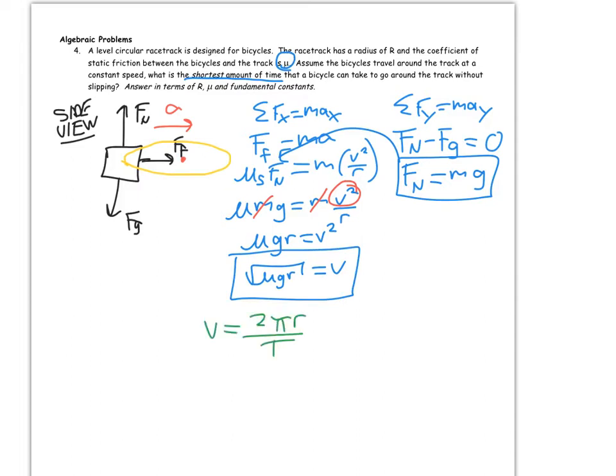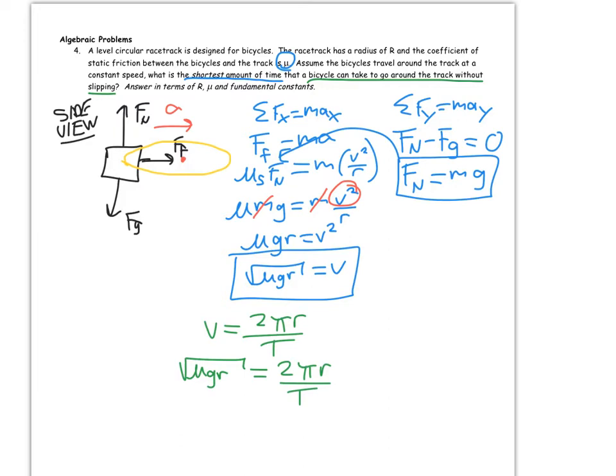Now that I've solved for that velocity, I can use it, and I know that when an object's traveling in a circle, its speed, or the magnitude of its velocity, is given by 2 pi r over t. So I can substitute in that velocity I just solved for, the square root of mu gr, for the velocity in this equation, and then I can go ahead and solve for t. So t is the time for one period, or the time to go around the track one time. And that's what I'm ultimately looking for.